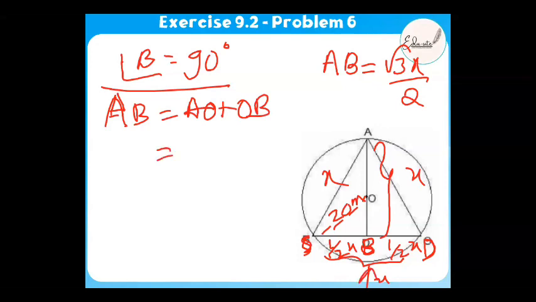Now, what is AO? AO is the radius, right? O is the center. AO is radius. What is the radius of the circle again? It is 20 again. Correct? Plus, what is OB? OB, do we know OB?